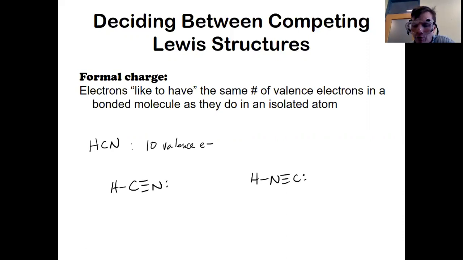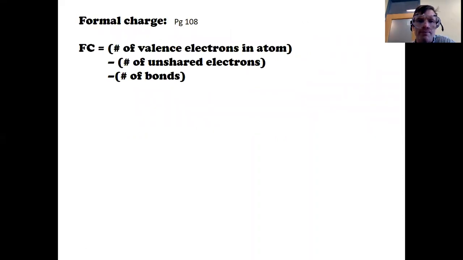And there's a specific formula that you're going to apply in order to calculate formal charge. It's given on page 108 of your lab manual, but here it is. Formal charge is equal to the number of valence electrons in an atom minus the number of unshared electrons minus the number of bonds.